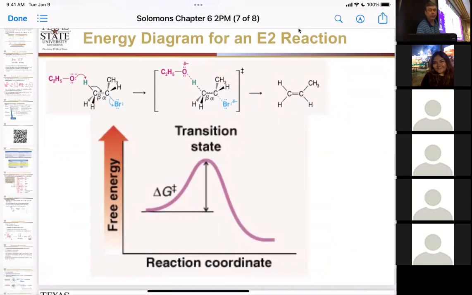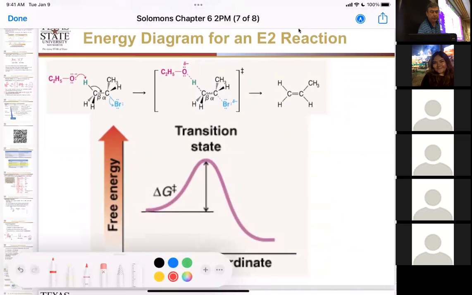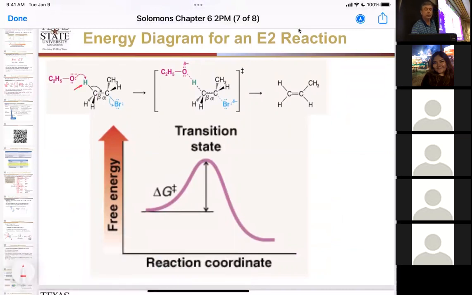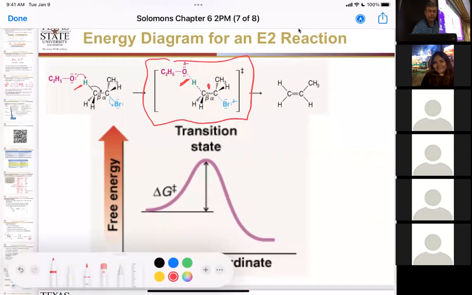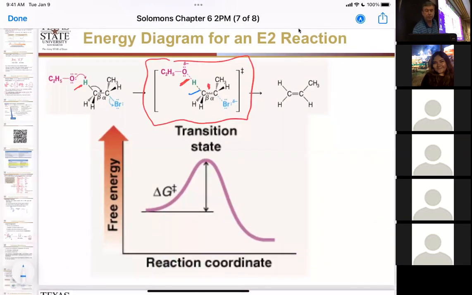So our energy diagram is going to look much like the SN2 energy diagram. We have our base come in and start to pull on this hydrogen. Now notice our transition state here. Look at all those dotted lines. This one is being formed, this one is being formed, and this one is being broken, and this one is being broken, all at the same time. So it makes sense that we would want the electrons to kick in and then the leaving group to kick out to give us our final product.